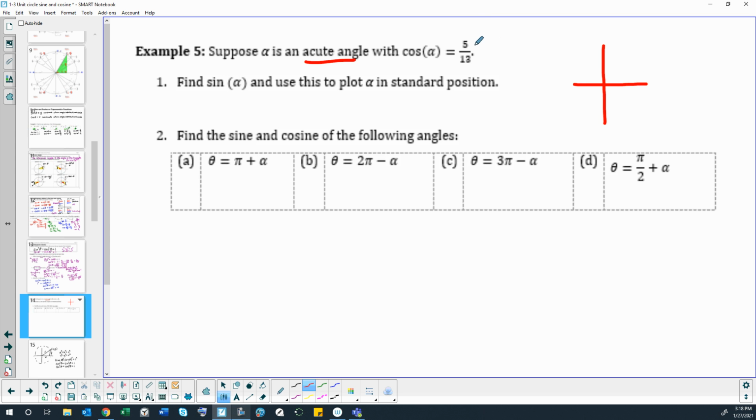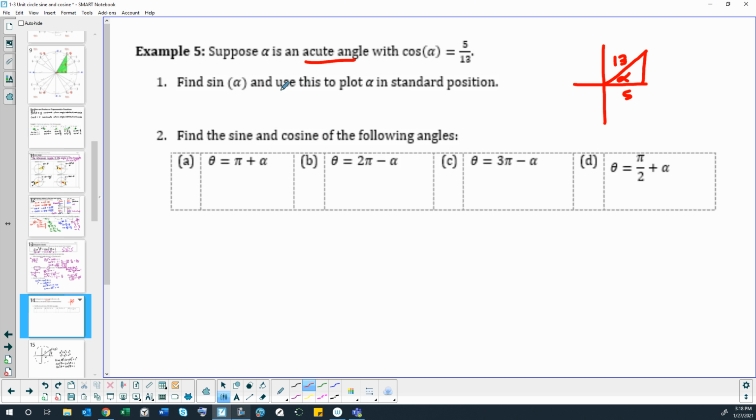And cosine is 5/13. So it doesn't have to be unit circle. This is more section 6 stuff. But anyway, this is not drawn to scale. If it was cosine, it would be the x value over the hypotenuse. Or if you wanted the hypotenuse to be 1, like the unit circle, then this side would be a fraction, 5/13. Okay, so I'm saying that this is my plot of alpha.